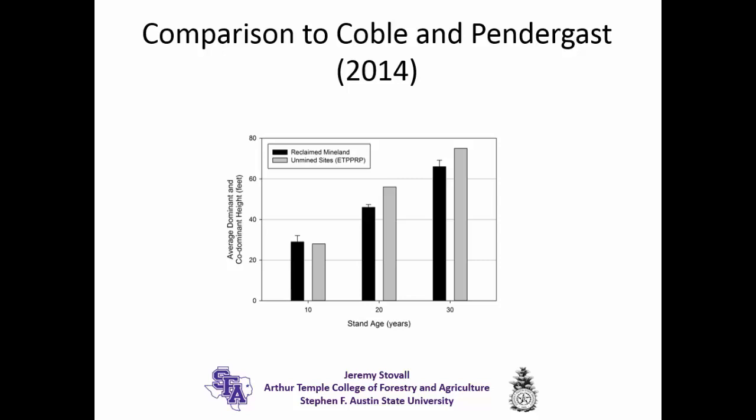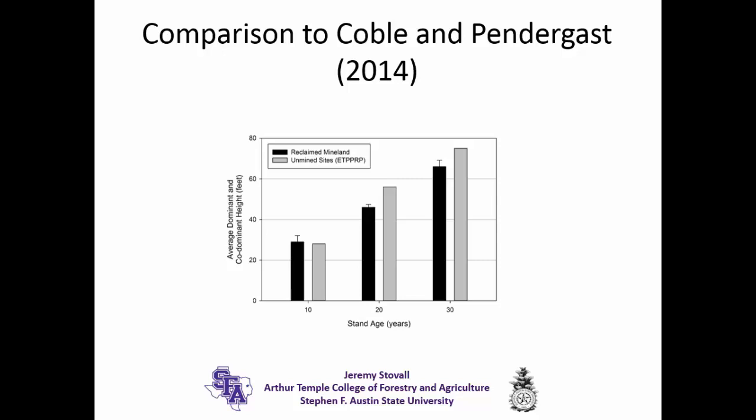Next thing we did is we compared these with Dean Coble's data from East Texas on unmined land. He's got a great acronym for his study. It's the East Texas Pine Plantation Research Project, or the ETPPRP. So say that 5 times fast. But if you look, we're looking at height here.